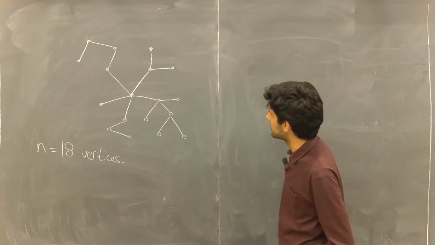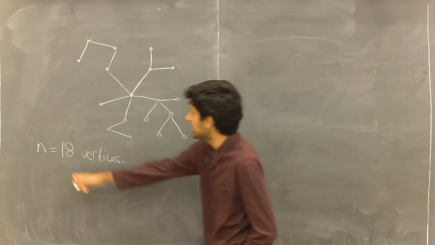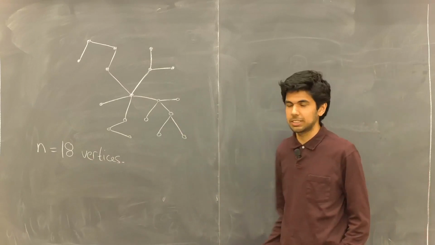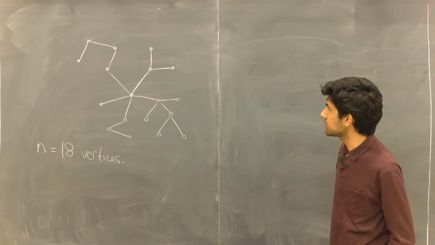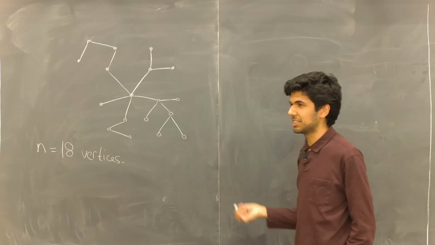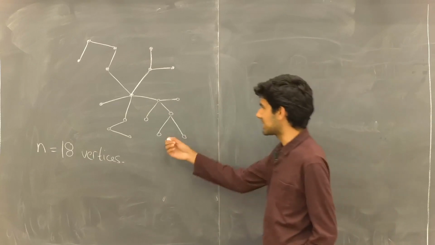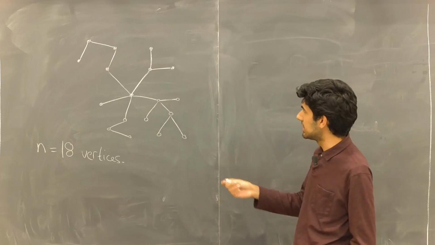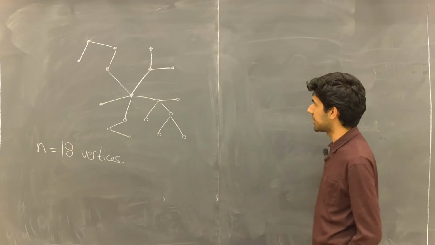Okay, so here I've drawn a graph that has 18 vertices, and we'll check all of the things from before to see if they are equivalent. So first was that the thing is a tree. So in this case, I'm just telling you that this is a tree. You can quickly verify it. It's connected and acyclic, so we're chilling.